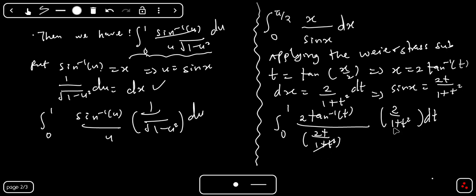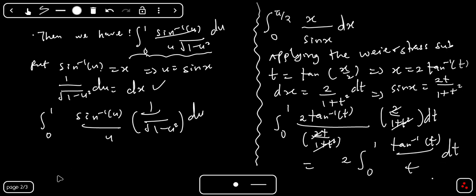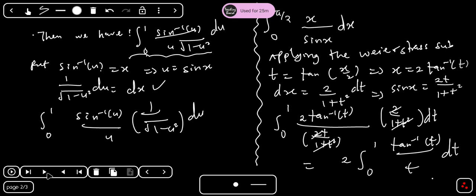We cancel out 1 plus t squared, and then also the 2, we cancel out 2. So what we have now is 2 multiplied by the integral from 0 to 1 of arctan of t over t dt. Wow, this is also a beautiful integral. So we have 2 multiplied by the integral from 0 to 1 of arctan of t over t.